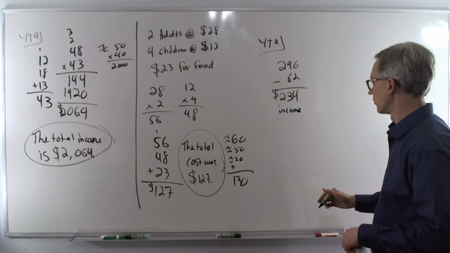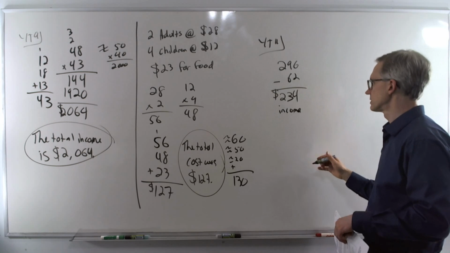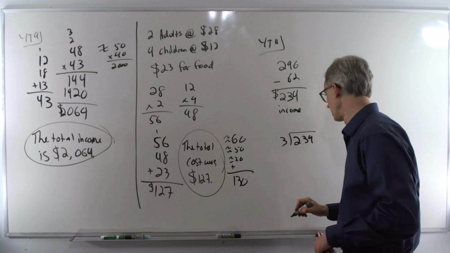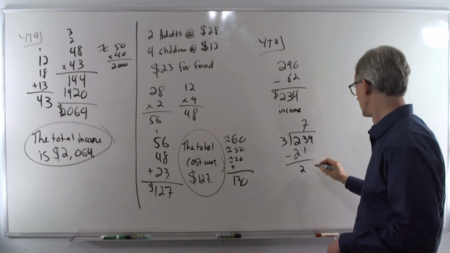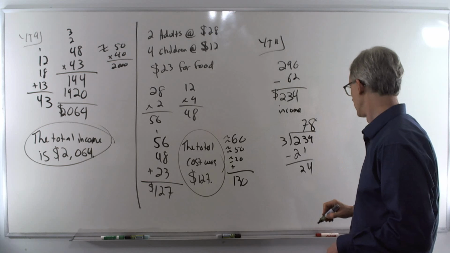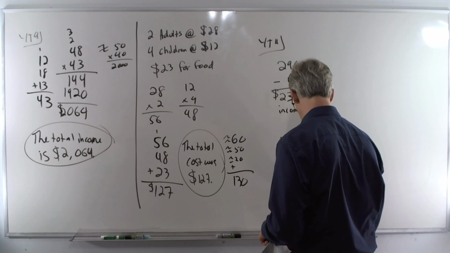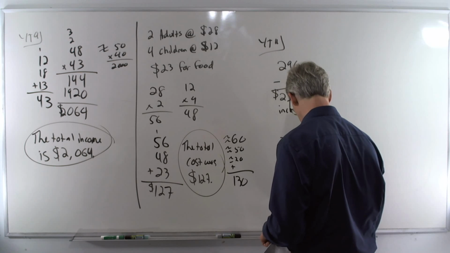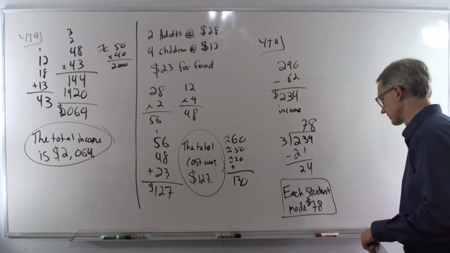And so we're going to figure out how many each one made. So we're going to split this evenly between the 3 students, so that is division. So 234 divided by 3. All right, that's going to be a 7 here, 21. Subtract to get 2. Bring down the 4. And get an 8. So each student made $78.